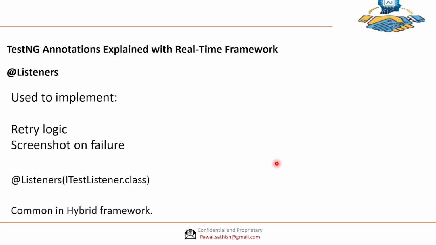Then next is @Listeners. It's used to implement retry logic, or if any of our test cases is failing and we need to take a screenshot. In that case we are using @Listeners. This is a TestNG annotation and it's commonly used in hybrid framework. Retry logic is nothing but, suppose our script is failing, maybe we'll try 3 times, and after that if all 3 tries fail, then we'll mark it as failed. There may be some chance that after 2 tries the script fails, but on the third try it passes. In that case we'll use @Listeners.